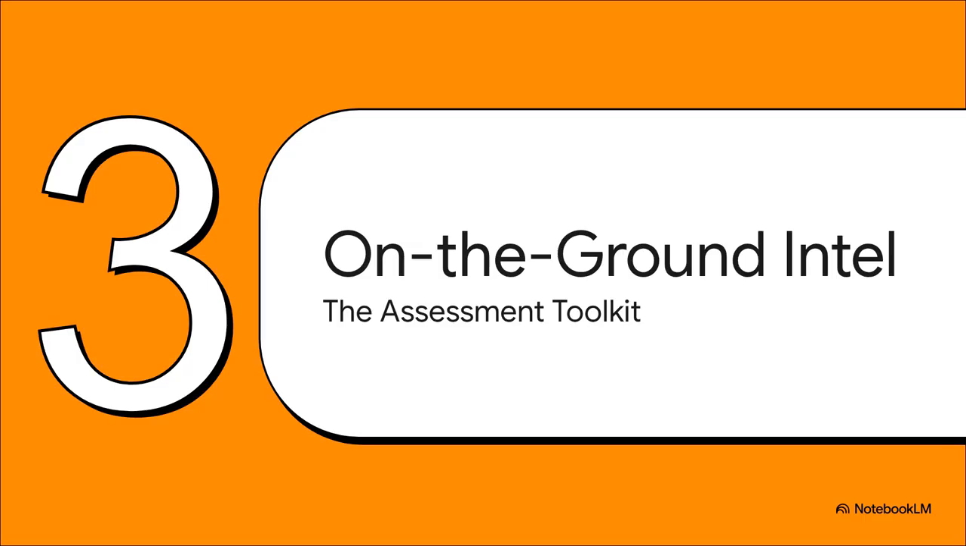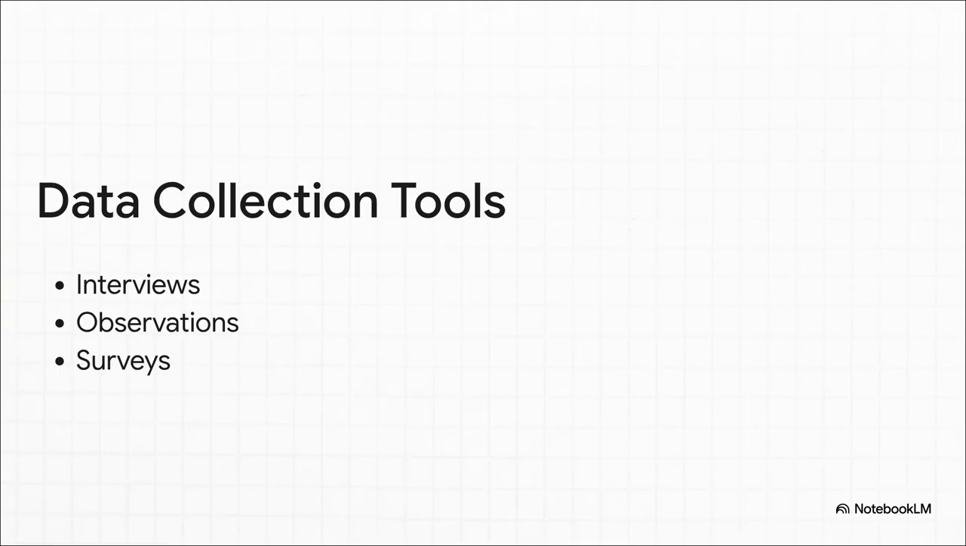Okay, that all sounds great, but how do you actually do it? Well, you can't do this from an ivory tower. You need to gather intelligence from the source, from the employees themselves. You need that real, on-the-ground intel. And you've got 3 main tools in your toolkit to get this done. You've got interviews, which are great for getting the deep story. You've got observations, where you actually watch people work. And you've got surveys, for getting data from a whole lot of people at once.